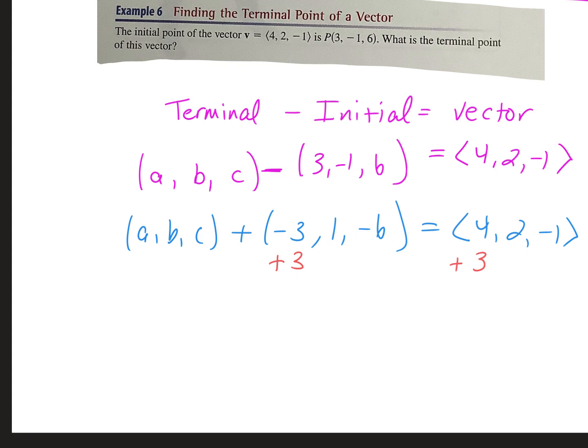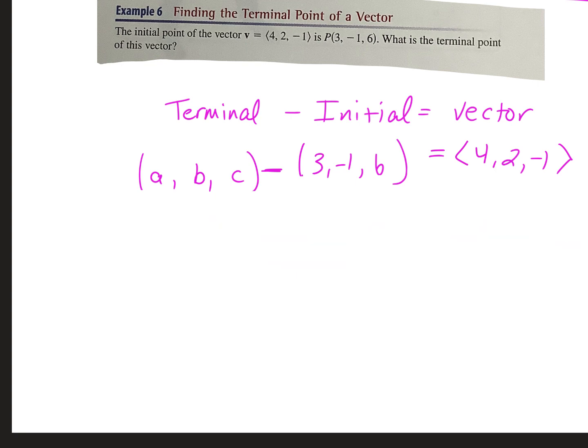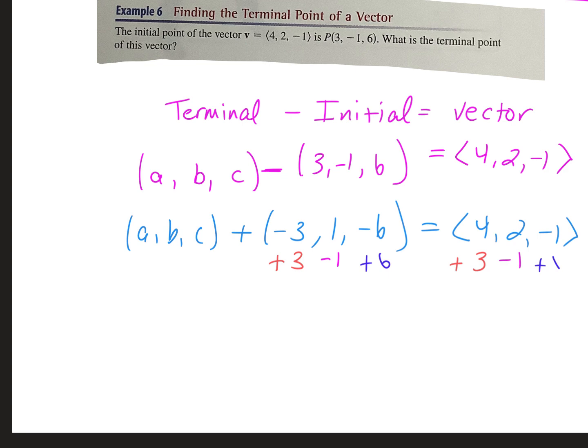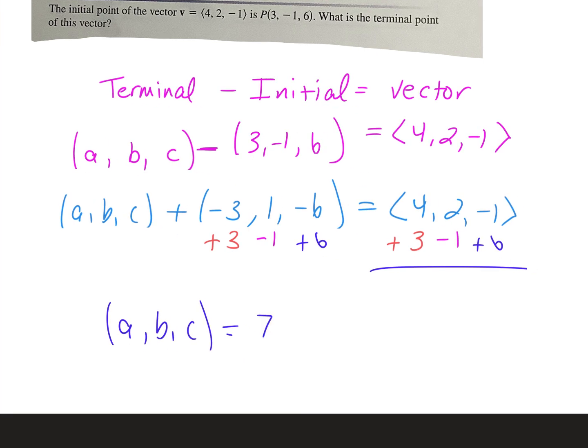How would I get the 1 to go to the other side? Subtract it, okay, and to the 2. And then what would I do with the -6? I'm going to add it to the -1. Okay, when I do that, I get A, B, C equals, what's 4 plus 3? 7. What's 2 minus 1? 1. And then what's -1 plus 6? 5. Okay, I got this point. How can I see if I did that mathematically correct? How could I check to see if that is, in fact, the correct answer?